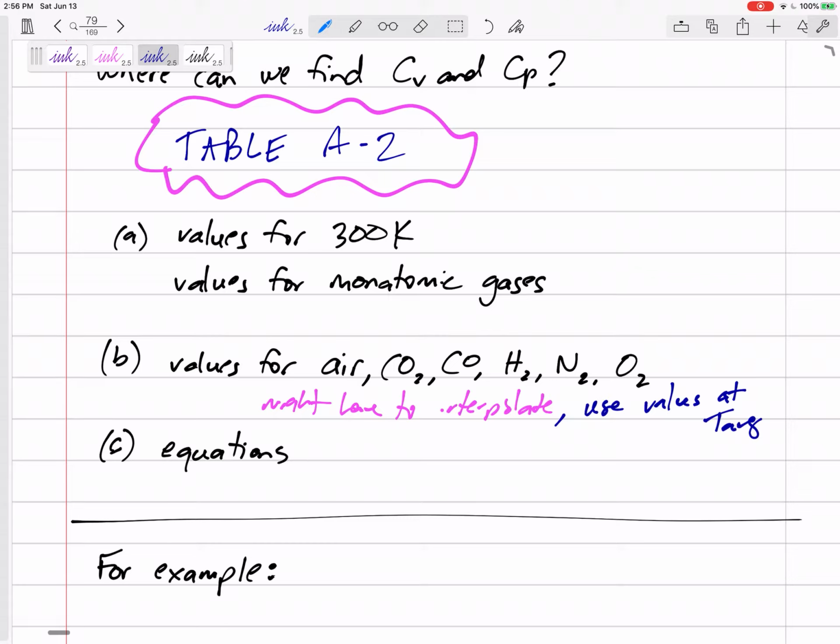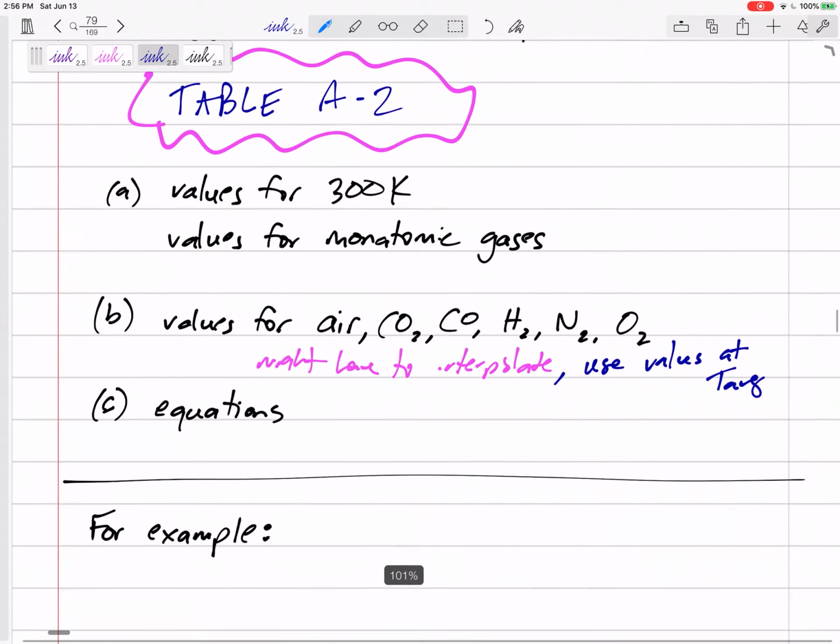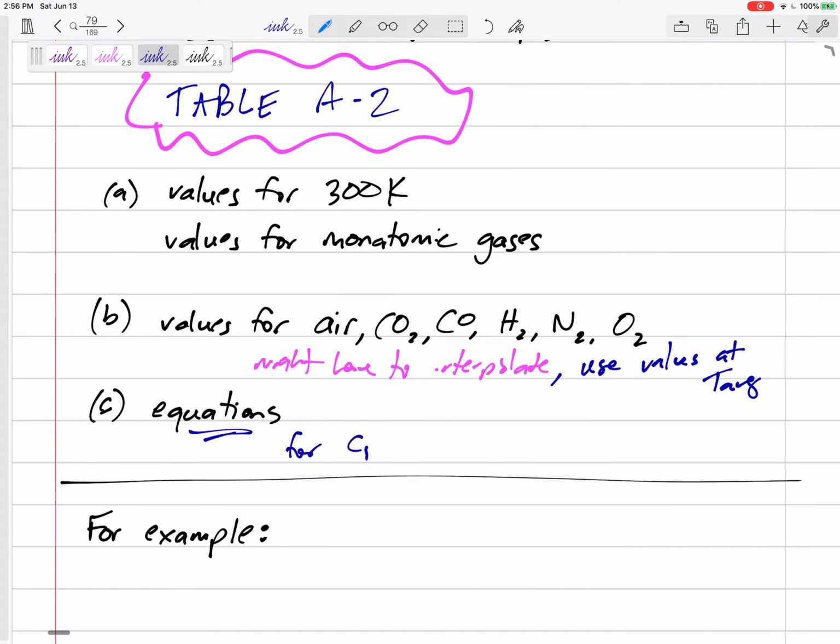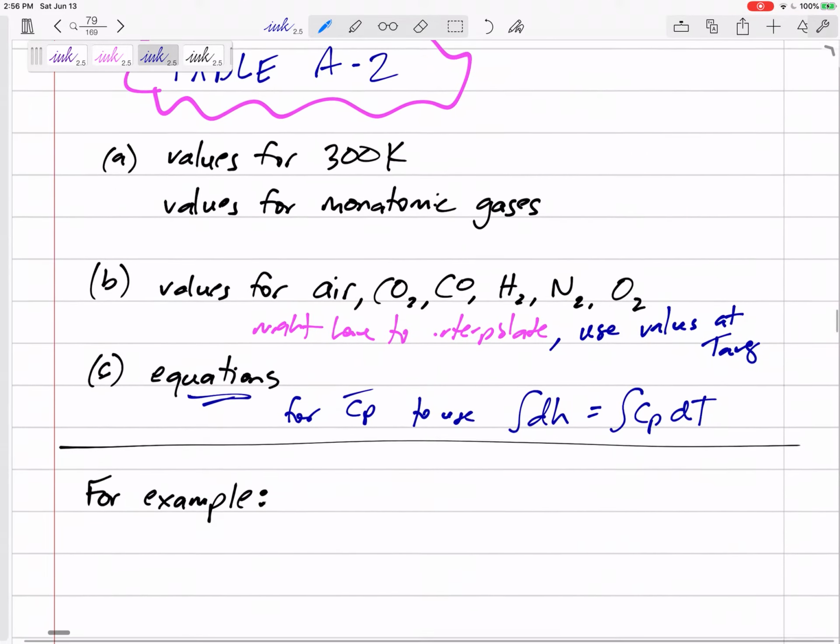What if you know T1 but you don't know T2? Then use the value at T1. The book would tell you, and some people tell you, to get T2 and then interpolate, then redo the problem guessing at T average and redo it until you're doing this iteration. We're not going to have to do that. You can just use the value at T1. And C gives our equations for Cp bar to use for the integral Cp dT. We'll talk about that.